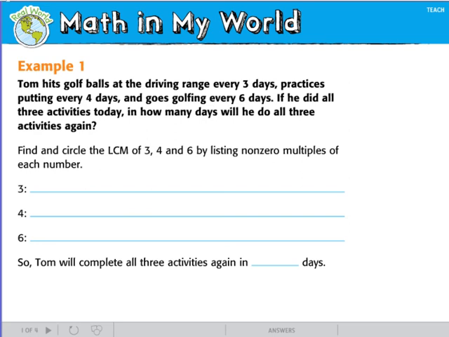So we're going to figure this out. We're going to write out the multiples of each number. So 3, 6, 9, 12, 15, 18, 21, 24, 27. We'll stop there. Then we're going to go to 4. We have 4 and then 8, 12.